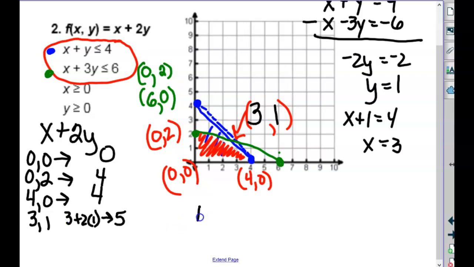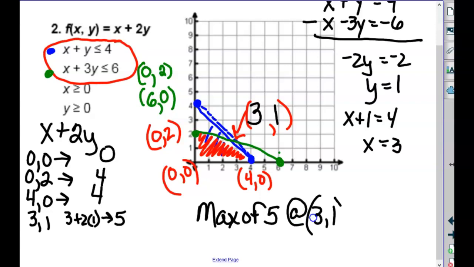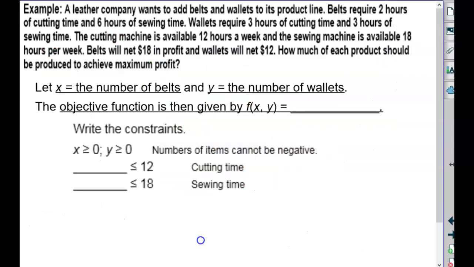So a maximum of 5 occurred at 3, 1. And the other sentence, guys? Minimum of 0 at 0, 0. Okay. Got it? So there's a question like that on the quiz where I give you all the constraints. You just have to graph them and find the corners by whatever method you want. It may or may not ask you to maximize. I can't remember. But there's also one like this where you have to come up with the equation, the constraints.